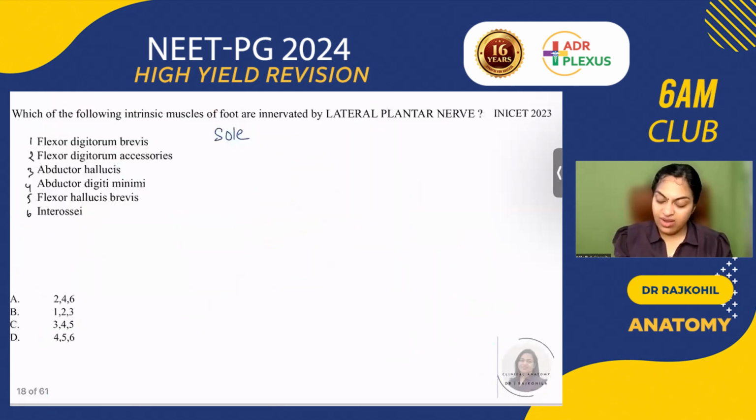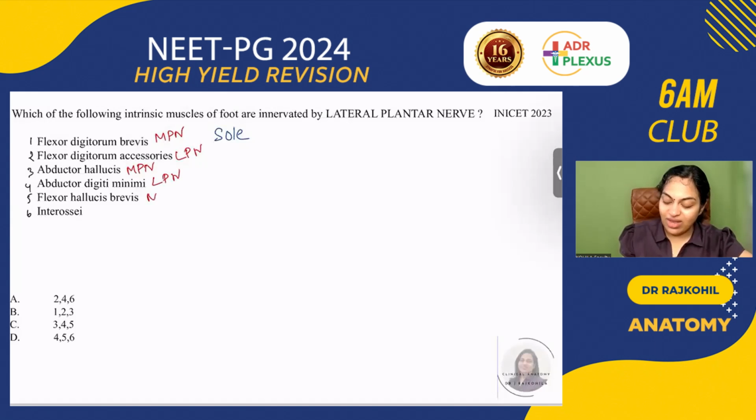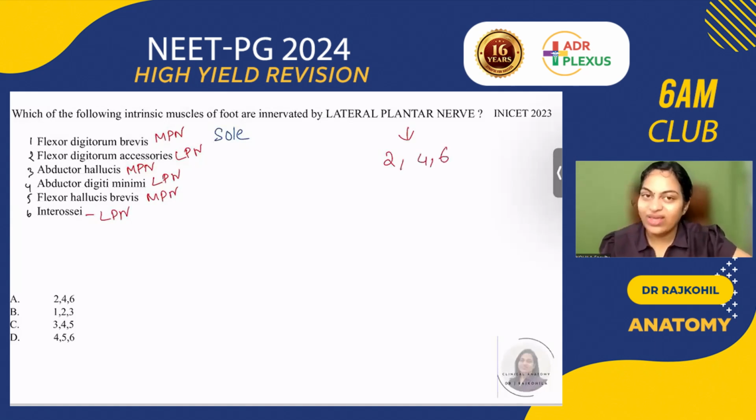So coming again, flexor digitorum brevis is by the medial plantar nerve. Flexor digitorum accessorius is lateral plantar nerve. Abductor hallucis is again by the medial plantar nerve, the first layer. Abductor digiti minimi, lateral plantar nerve. Flexor hallucis brevis, medial plantar nerve, and all the interossei, lateral plantar nerve. So innervated by the lateral plantar nerve: 2, 4 and 6. Is that okay? Please, please, please.